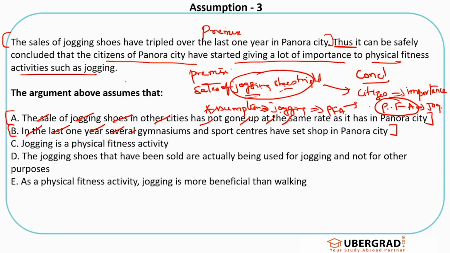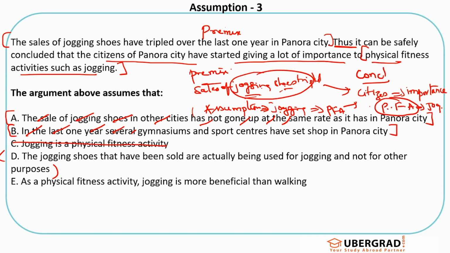Again, jogging is a physical fitness activity. This one looks a bit of an okay option for me. But the problem, as I said, is to make sure that the assumption should not be there in the passage already given. Jogging, physical fitness activities, already given. Physical fitness activities such as jogging. So this basically rules this out. In a way, people might feel, okay, people are buying jogging shoes, but is it a fitness activity? How can you connect it? But it's already given clearly that physical fitness activities such as jogging. If that was not given, at least that's not a bad option to look at. But because it's already mentioned, I would not select that.